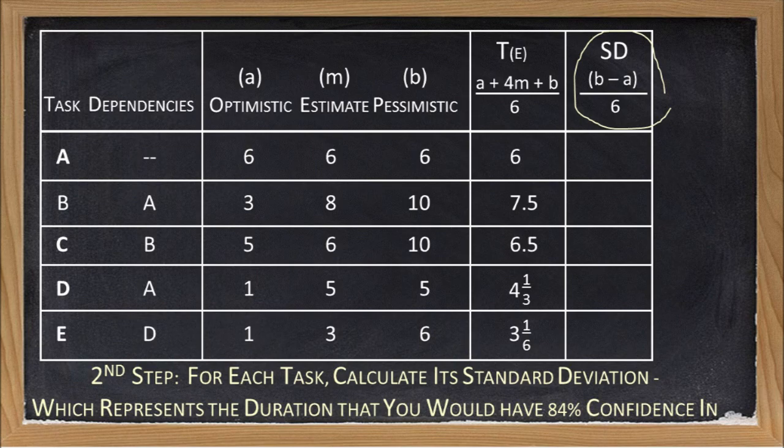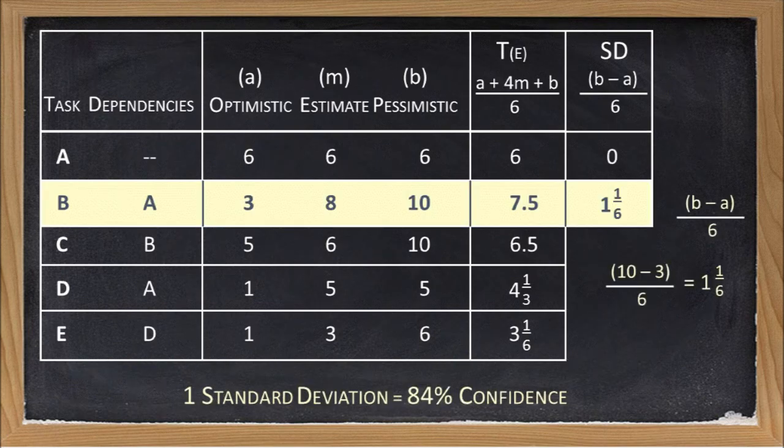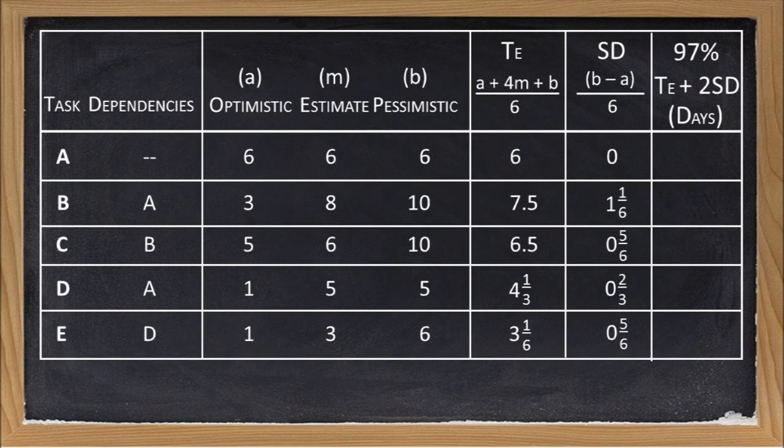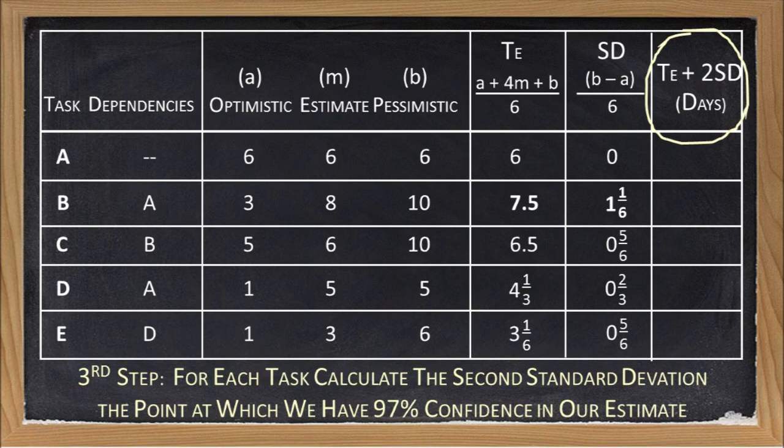After completing the expected duration column, the next bit of information that we need is the standard deviation for the curve. If you recall, the standard deviation is simply the most pessimistic duration, subtract the most optimistic duration, and then divide the result by 6. As you can see, I've shown the calculations for task B on the screen here. I have now completed the calculations for the standard deviation for each task, and I'm ready to move on with my table.